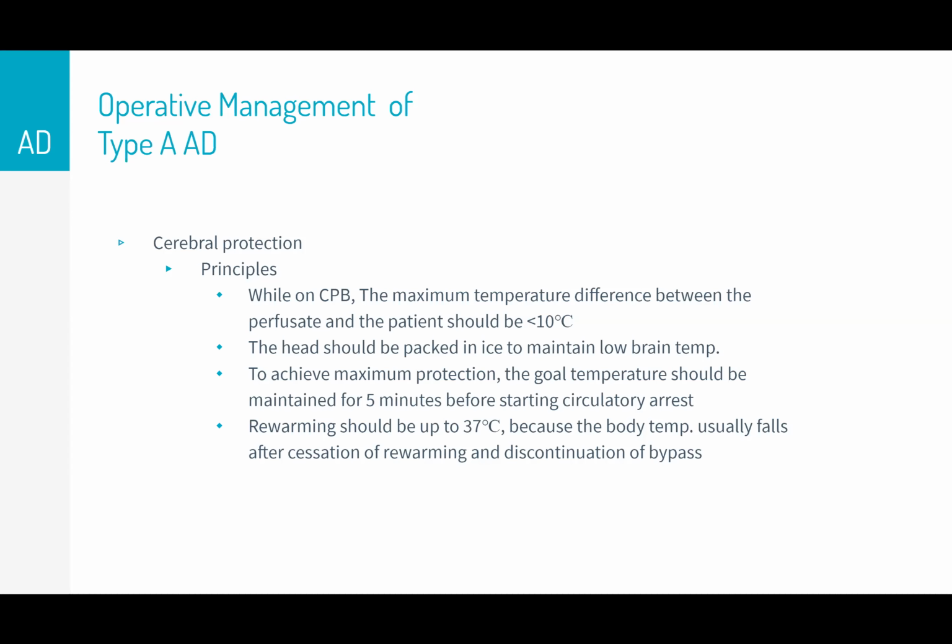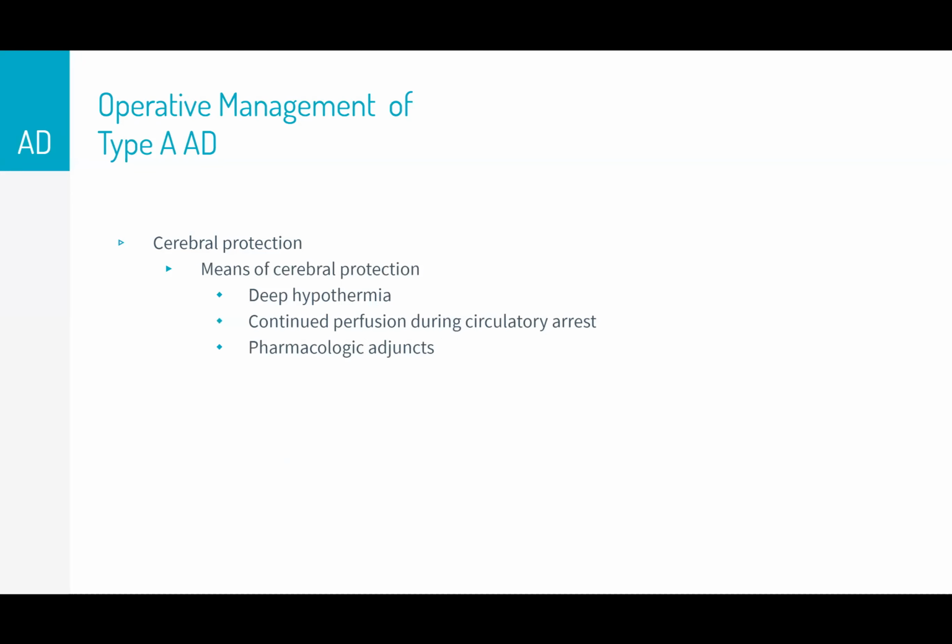Rewarming should be up to 37 degrees because the body temperature usually falls after cessation of rewarming and discontinuation of bypass. So cerebral protection, there are different means we use for cerebral protection. First is deep hypothermia. The second thing is continued perfusion during circulatory arrest and pharmacologic adjuncts.